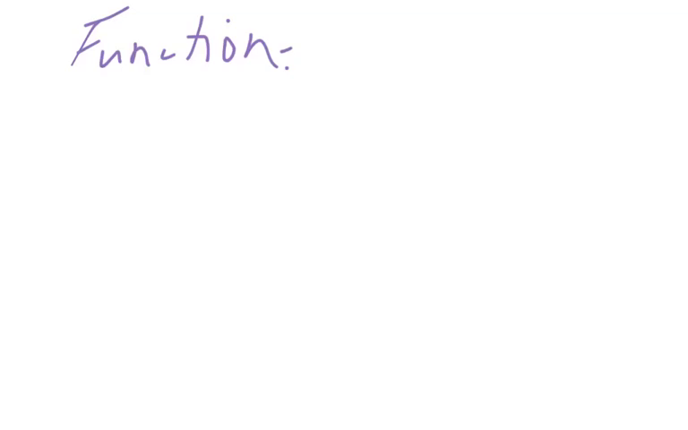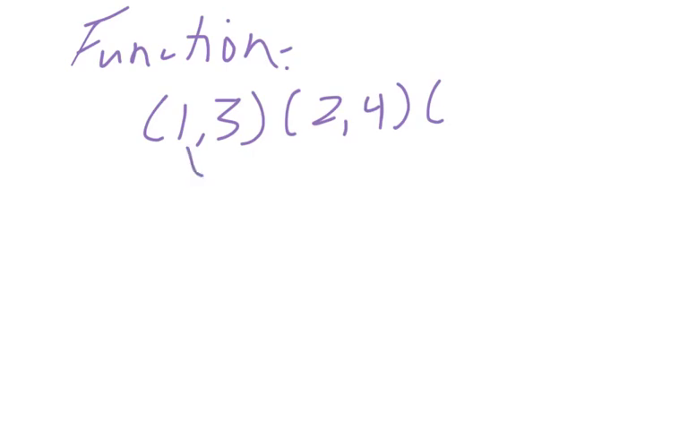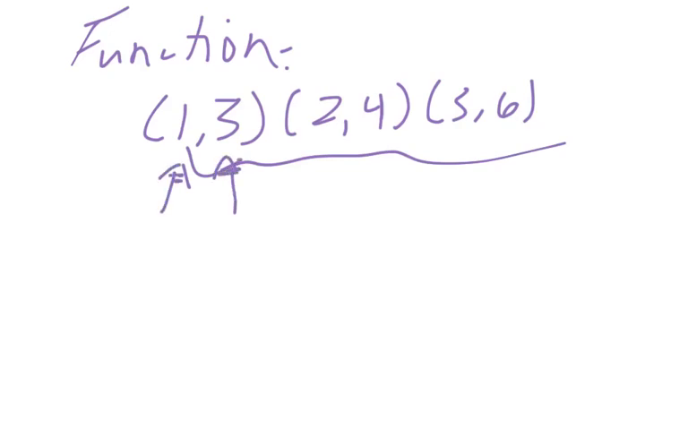Alright, so as you read, a function has exactly one output for every input. This is what we call a relation. There is a group of ordered pairs. This relation is a function because each input has exactly one output.